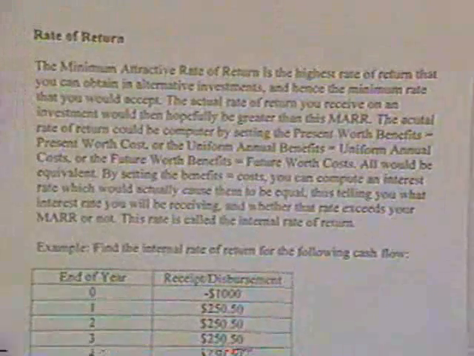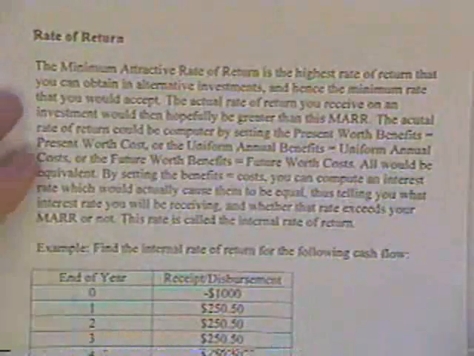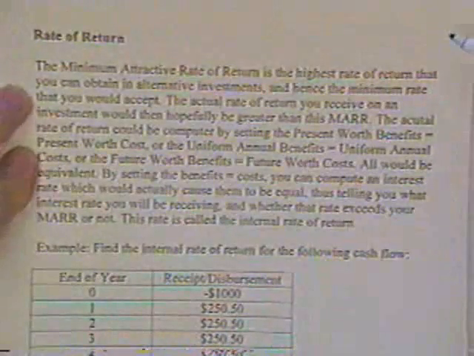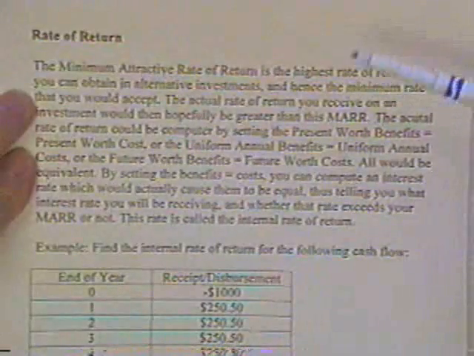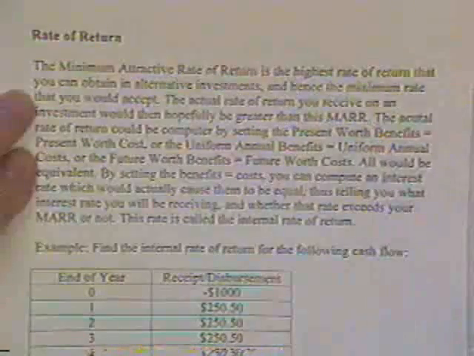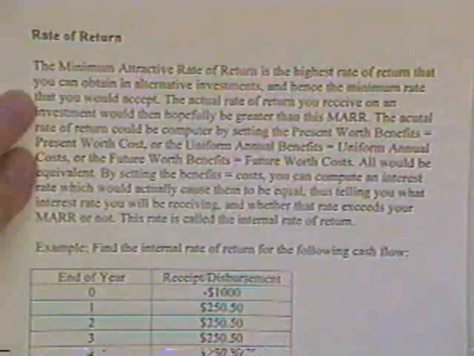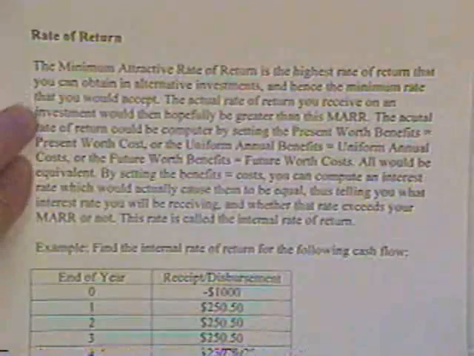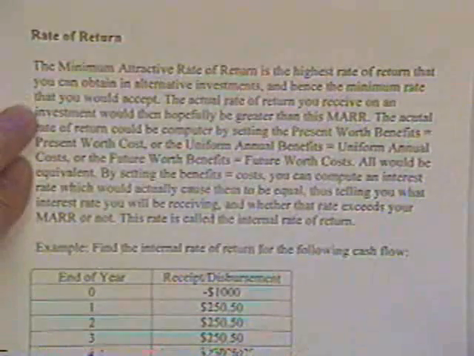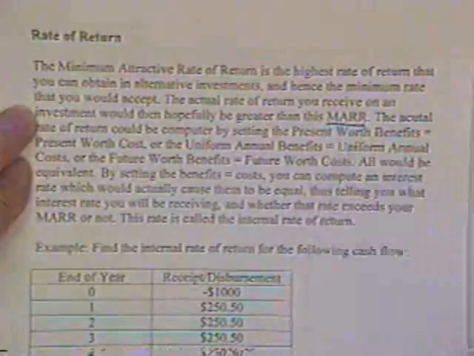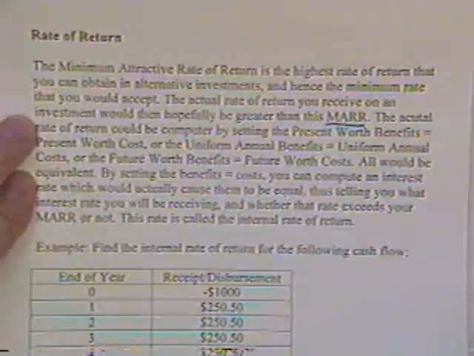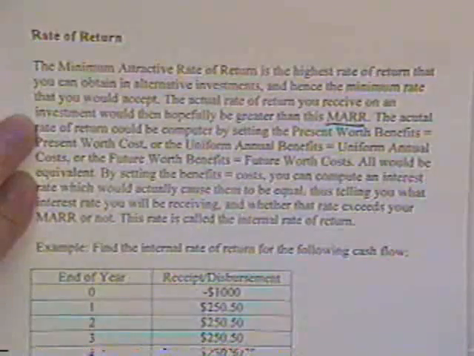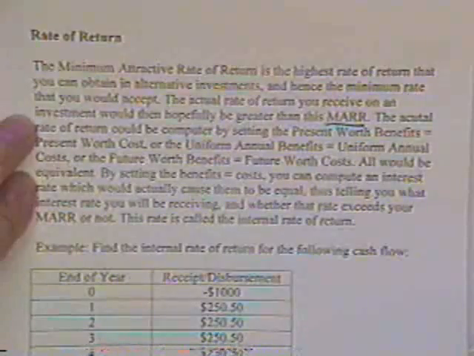Now let's talk about rates of return. The minimum attractive rate of return is the highest interest rate or the highest rate of return that you could obtain doing something else with your money. And if you could do that with your money, that's obviously the minimum rate that you would accept. So that's called the minimum attractive rate of return, or MARR. The actual rate of return you would then expect to receive on an investment. It may not always work that way, but you always hope it will, and you won't even accept it if you don't think it will.